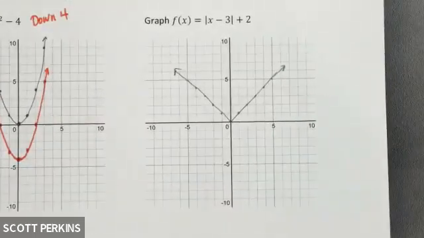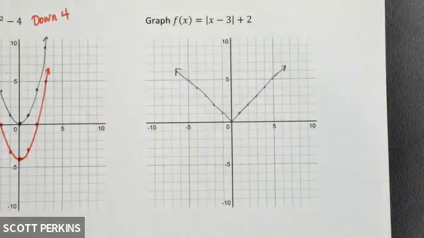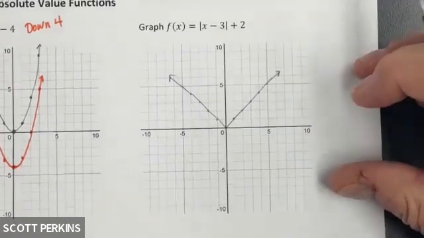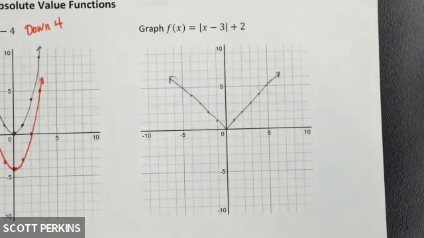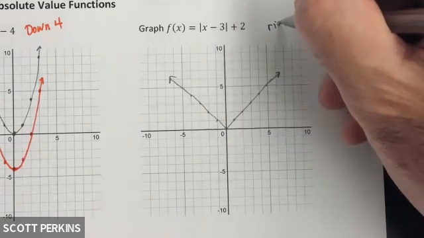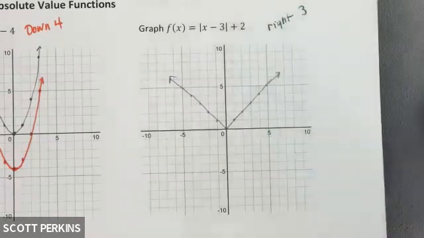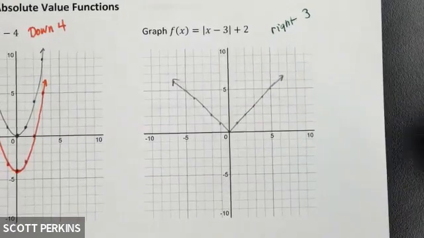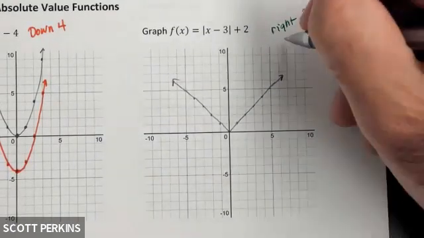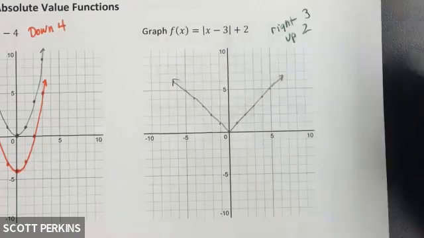Here's my absolute value graph. I've drawn the basic V right there. Now, in this case, 2 things have been done to this graph. What 2 things are being done to this absolute value graph? All right, it's going right 3. That -3 tells me to go in the positive x direction 3 units. That's great. What else is being done? Yes, indeed, the +2 means go up 2.